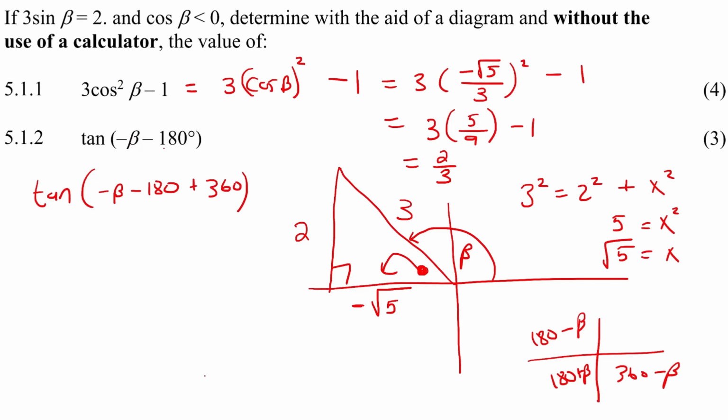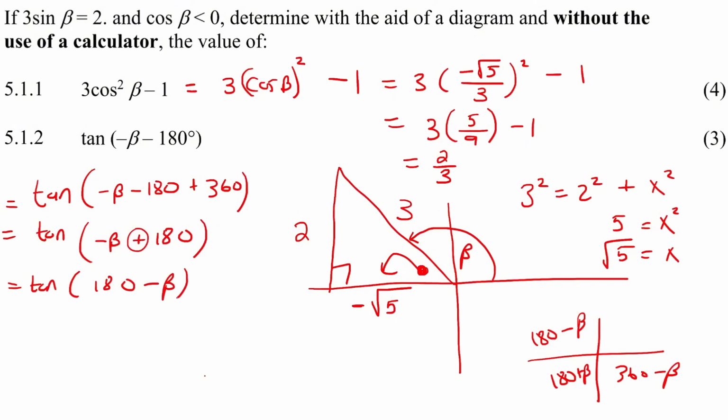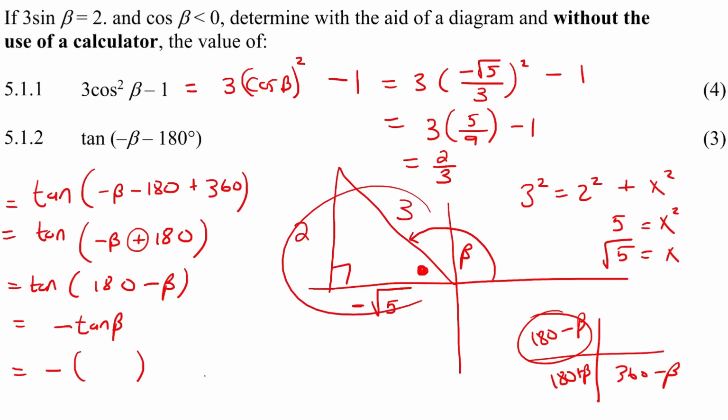to minus 540. Okay, so by doing it like this now, we're going to end up with minus b plus 180. And when you plus, the order doesn't matter. So it's actually the same as 180 minus b. And I know that that is on my cast diagram. But I know that tan is negative here. So I'm going to say negative tan b. And so I'm going to say negative. And then I'm going to go calculate tan b from my diagram.